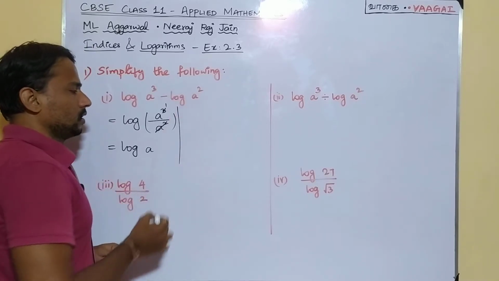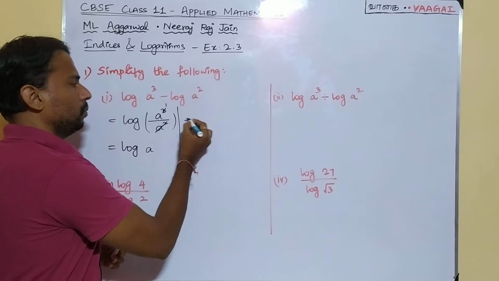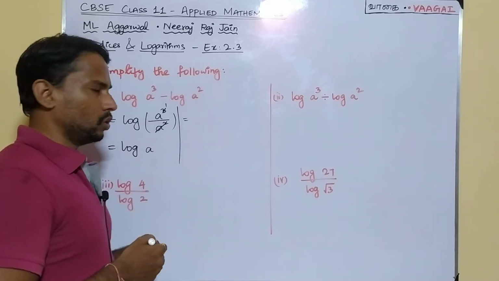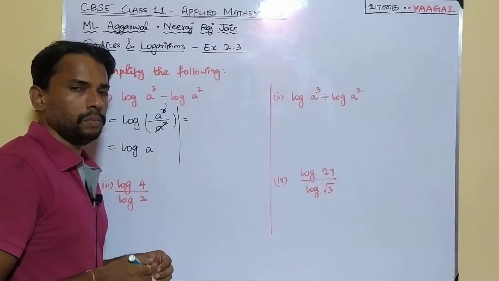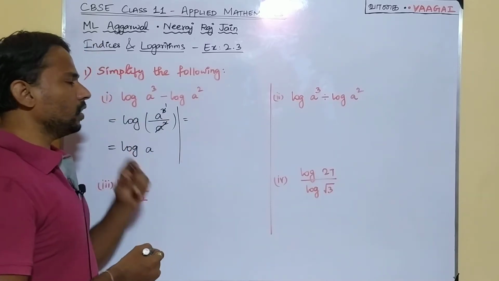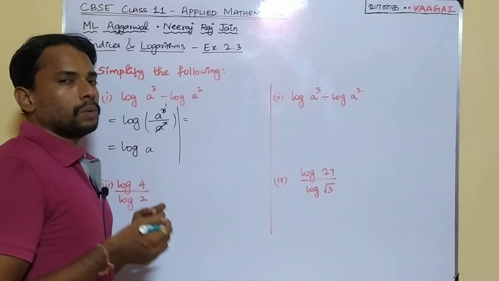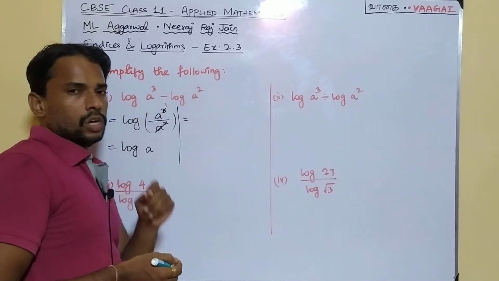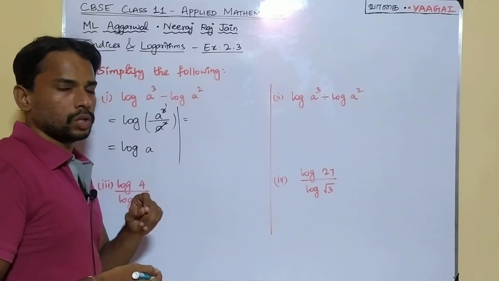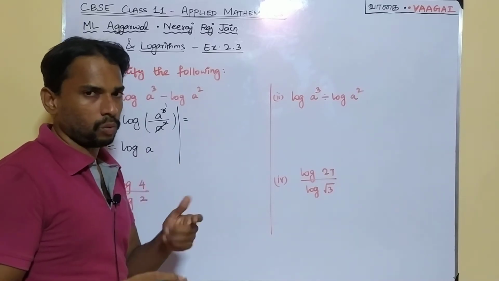Yes, this is one approach in which we can do the problem. We can even use another approach to solve the same problem. What we can do here is use the power rule. Why? Because we have the logarithmic value raised to some power. So what happens to the power when we have the value raised to some power?